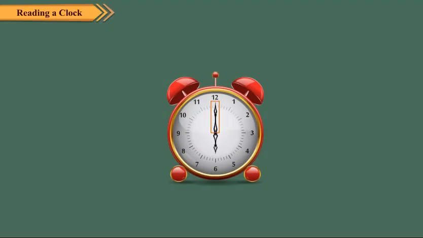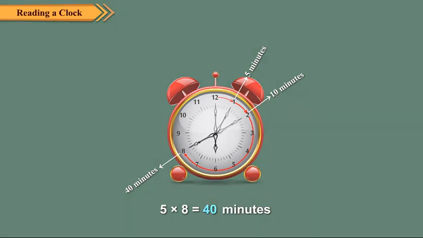We know that the minute hand moves from one number to the next in 5 minutes. So we can find the number of minutes indicated by the minute hand using the multiplication table of 5. If the minute hand is at 2, then it is 5 into 2, which is equal to 10 minutes. If the minute hand is at 8, then it is 5 into 8 equals 40 minutes.